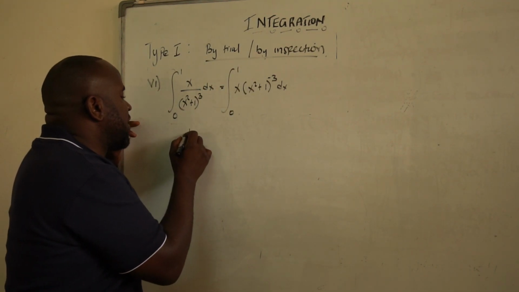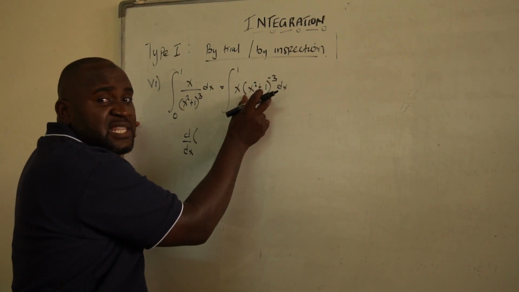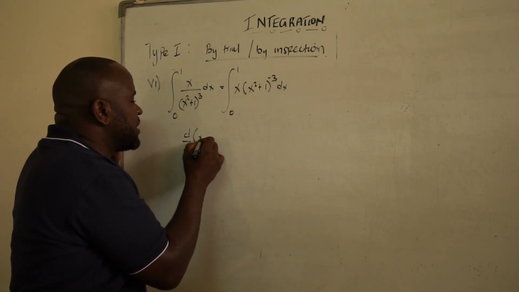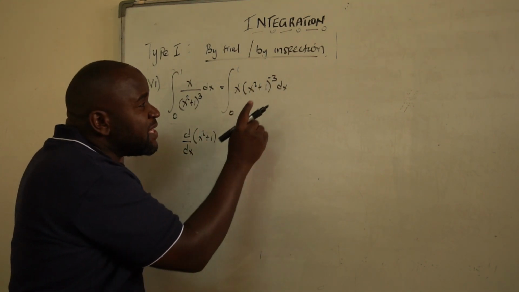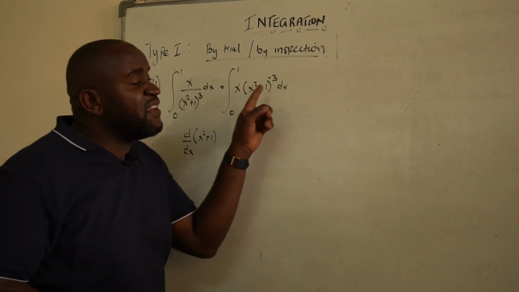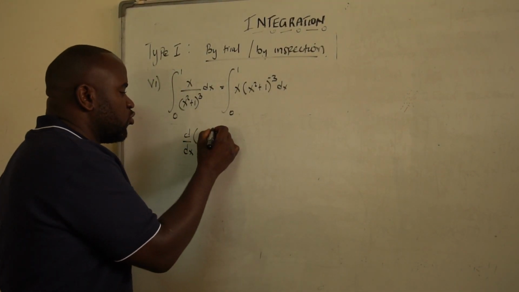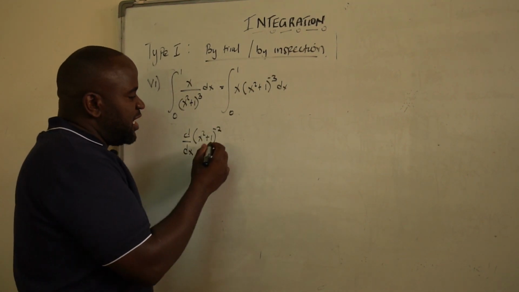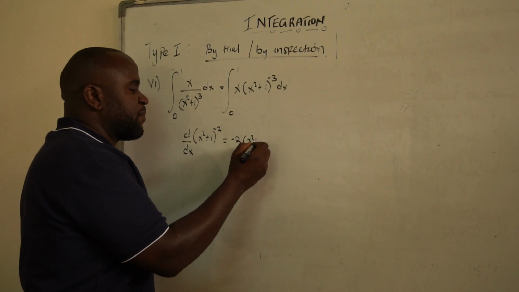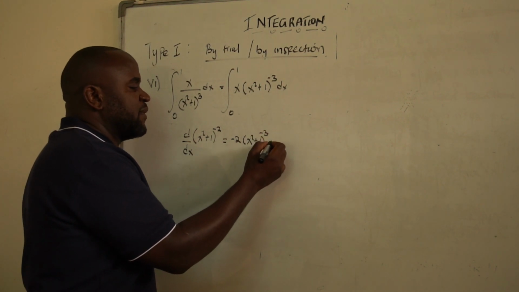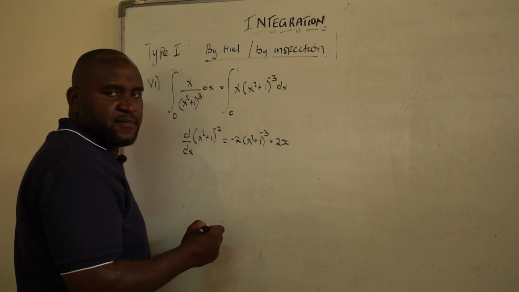So still, we carry out the same technique, inspection. What do I inspect? I inspect the bracket. When I inspect the bracket, I'll have x squared plus 1, but increase the power of the bracket. This time around, the bracket has a power of negative 3. Negative 3, when you increase its power, it becomes negative 2. So when I differentiate this, I'll get negative 2, brackets x squared plus 1 to the power negative 3 times the derivative of the inside term, which is 2x.